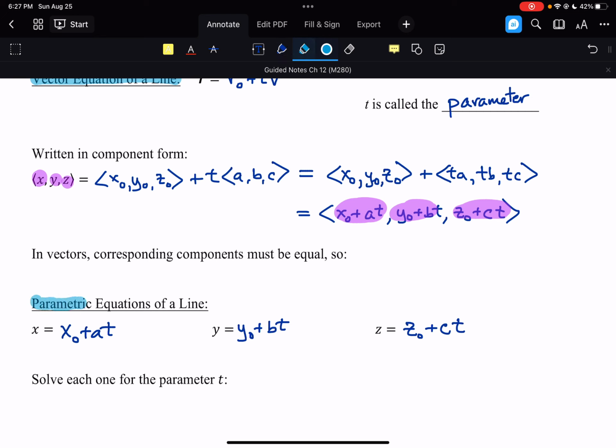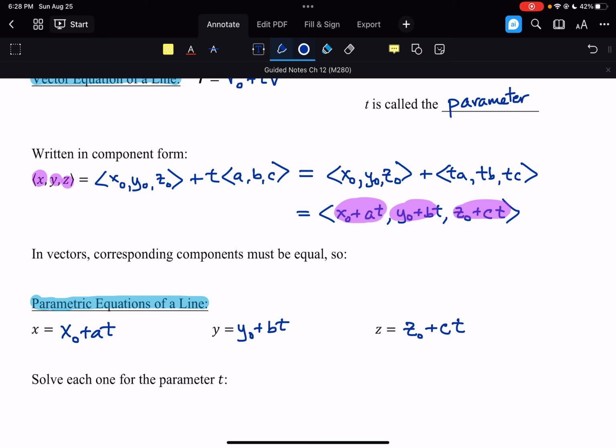These are the parametric equations of the line, because we now have a set of equations that give us each component, and it's all in terms of that parameter t, that t value that is changing from point to point along the line.